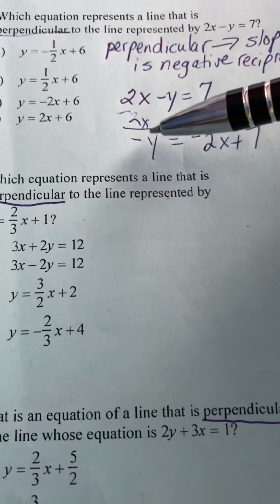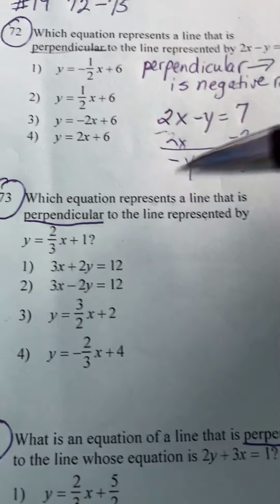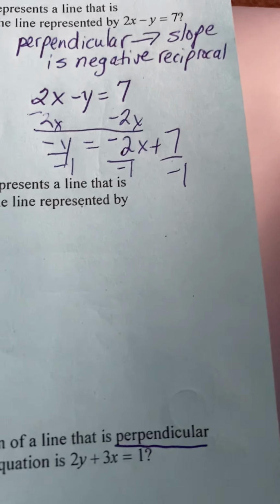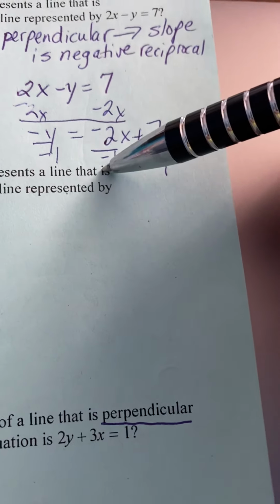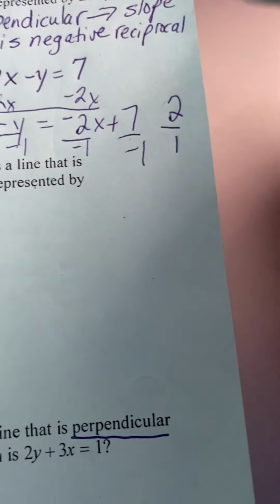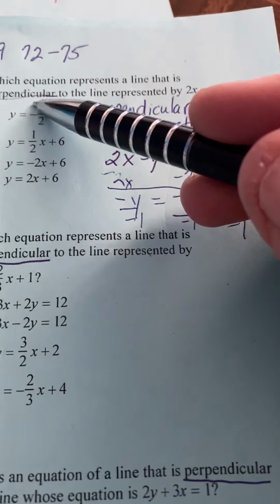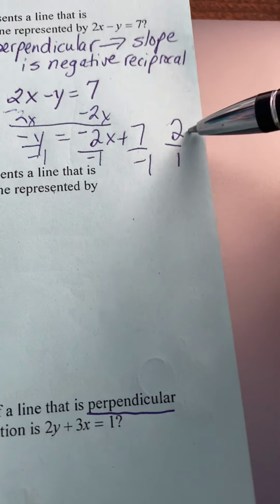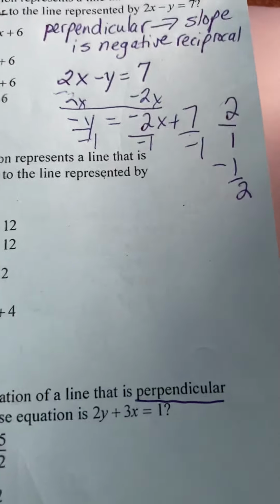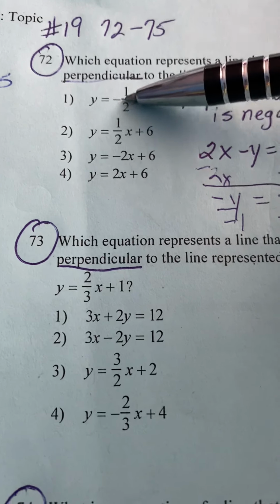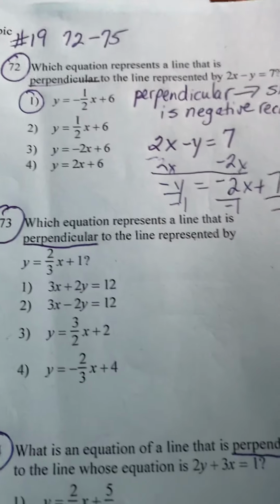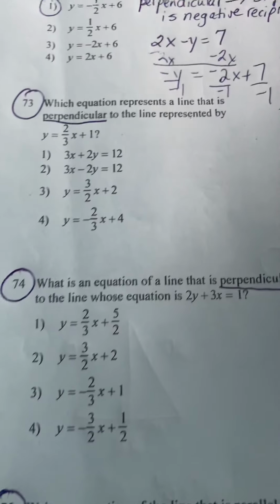Now, we can't leave this negative here. That's like a negative 1. So we have to divide by negative 1, divide by negative 1, divide by negative 1. So the slope is negative divided by negative, a positive 2 over 1. So if I want to be perpendicular, I have to flip this over and negate it. So that would be negative 1/2. So if I look at my choices, the only one that has negative 1/2 is choice 1. Okay, so that one's done for you. Make sure you copy it down.